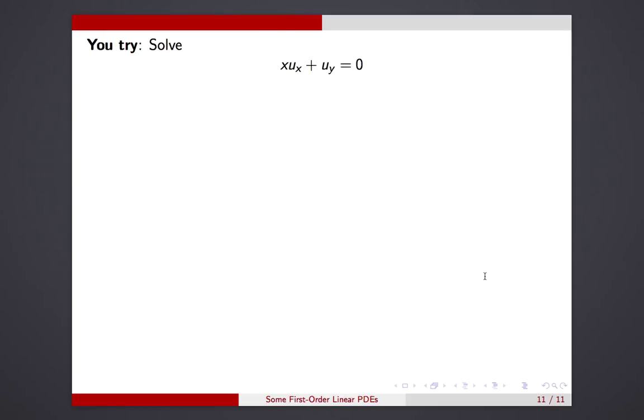So you try this one. See if you can handle this. So again, I will pause the video, or sorry, you should pause the video and then see what you get, and then we'll walk through the solution.